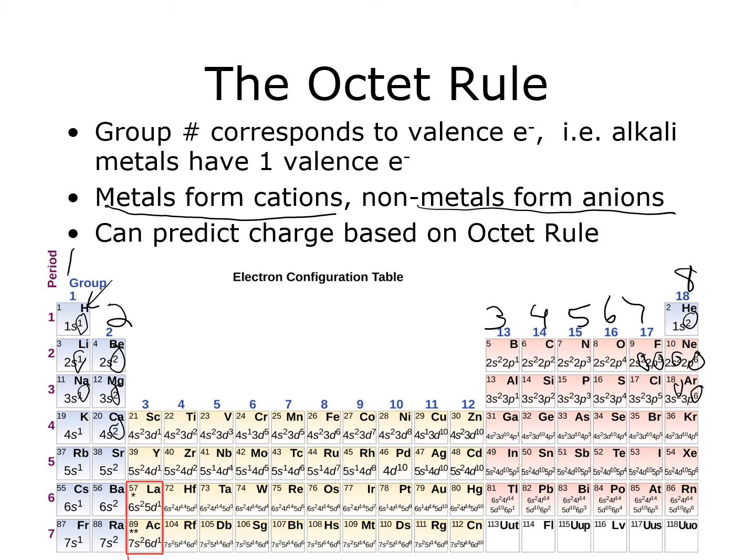So let's look at, for example, sodium here. Sodium has 1 valence electron. If it loses that valence electron, now it's going to be just like our noble gas neon with 8 valence electrons. So we can predict that sodium is going to form a +1 charge. So all of our elements in column 1, we can predict they're going to form a +1 charge because they're going to lose that outermost shell, because that's what metals do, is they lose electrons.